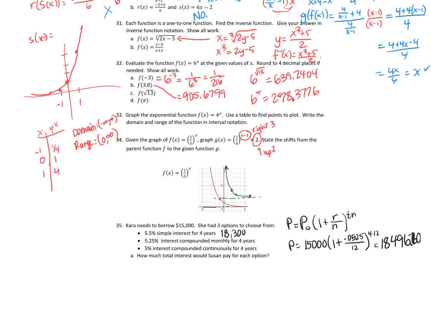Okay, and then 5% interest compounded continuously for 4 years. So for this one, it's going to compound continuously for 4 years. So that's going to be P naught times e to the rt. So P naught is 15,000, e to the, my rate is 5%, so 0.05 times the amount of time, which is 4. So I'll type that in.